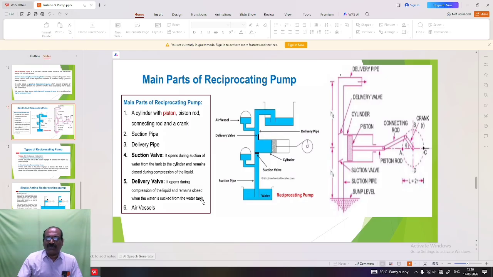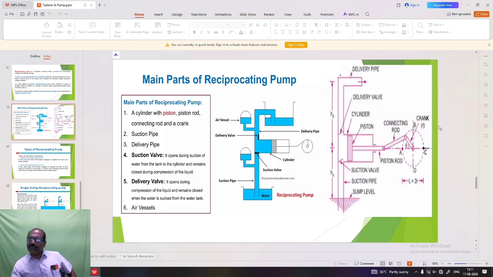The function of the delivery valve is that it opens during the compression of the liquid and remains closed when the water is sucked from the water tank. See that diagram, it's clearly explained here. The cylinder consists of a piston rod, and the piston rod is connected with the connecting rod. The connecting rod is connected to the crank, and the crank is rotating the crankshaft.